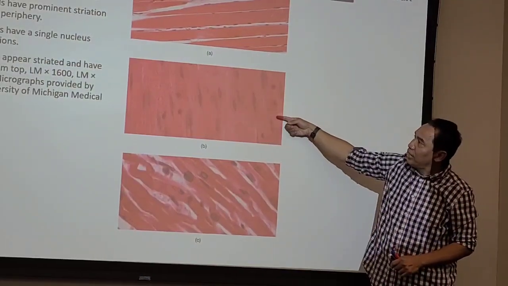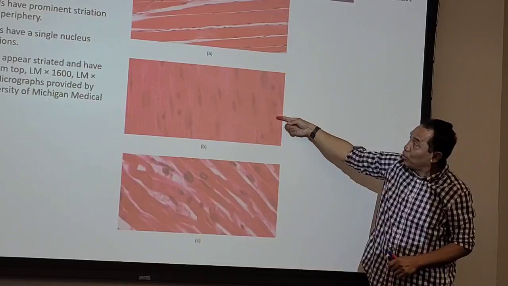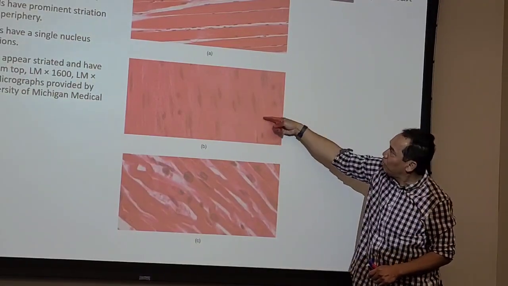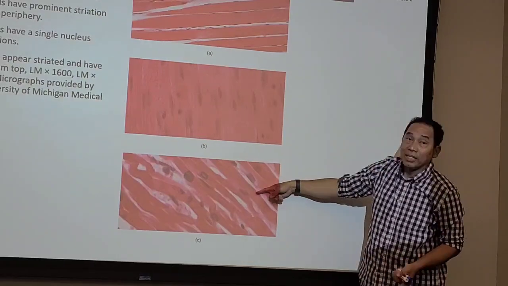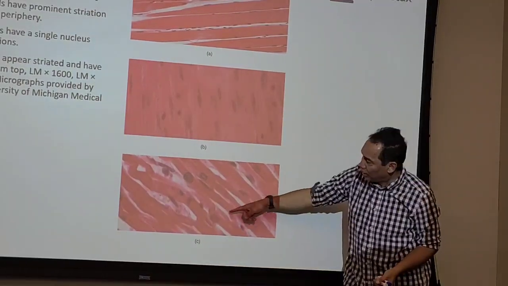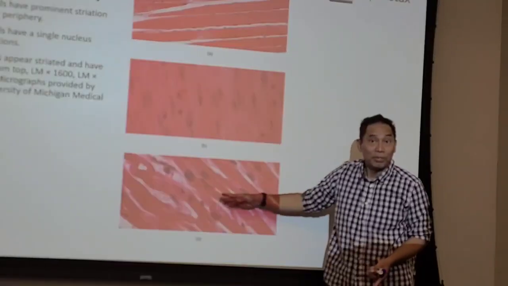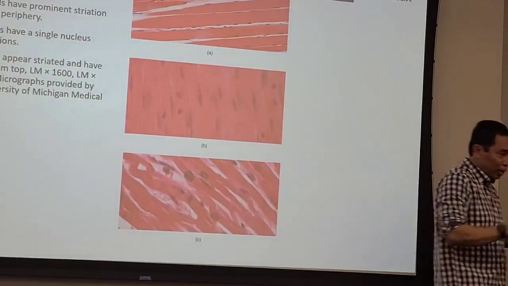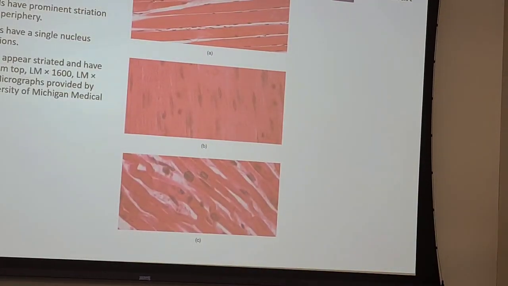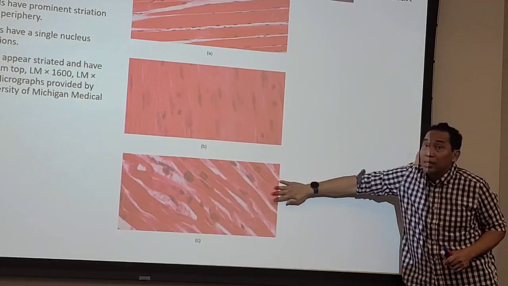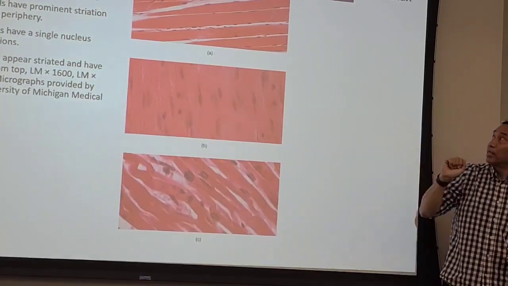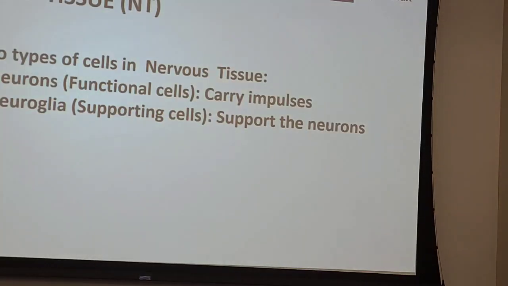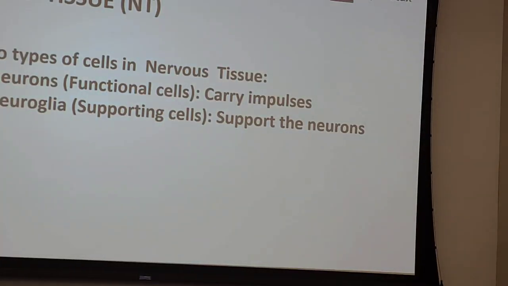This one is the smooth muscle. It looks like a spindle. And this one is the cardiac muscle. It's branching. Some of them are branching, shorter, with 1 nucleus per cell. If you look closer, you're going to see the stripes in the cardiac and skeletal muscle. Okay, that's the muscle. The last one, nervous tissue.